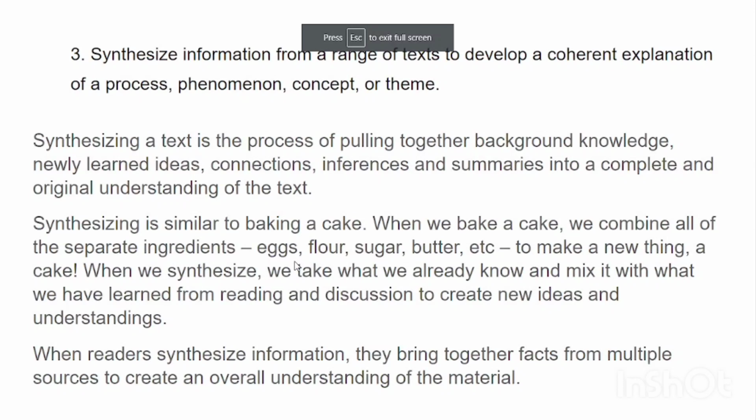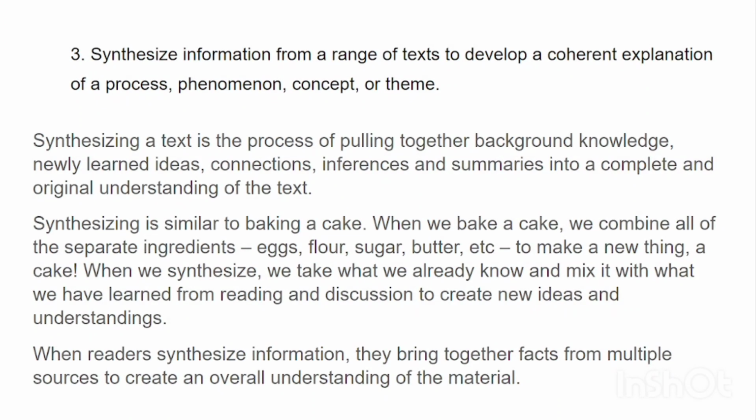So the third competency is to synthesize information from a range of texts to develop a coherent explanation of a process, phenomenon, concept, or theme, right? Synthesizing a text is the process of pulling together background knowledge, newly learned ideas, connections, inferences, and summaries into a complete understanding of the text, right? So it's like baking a cake. When we bake a cake, we combine all of the separate ingredients. So we combine egg, flour, sugar, butter to make a new thing, which is a new cake.